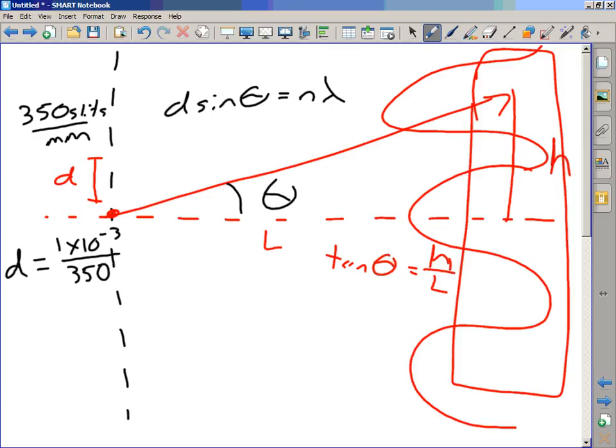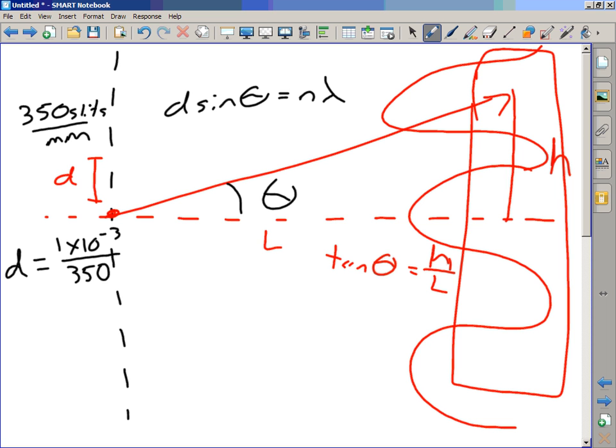For visible light, you're looking at somewhere on the order of 300 to 800 nanometers. With this, you're able to get the wavelength pretty accurately, down to within 10 nanometers. That's incredible. You can't do that with a meter stick.